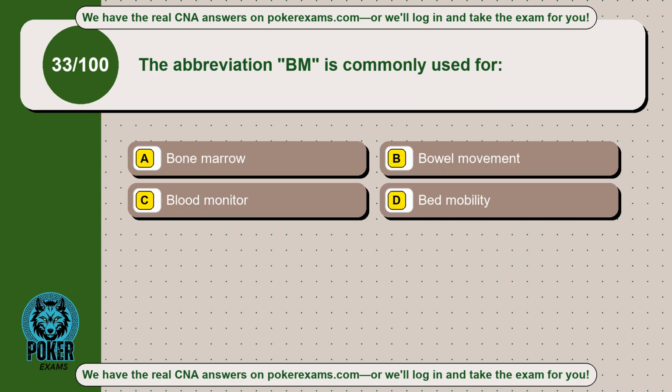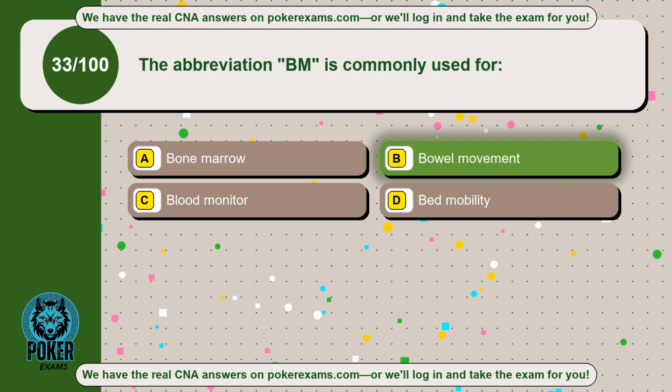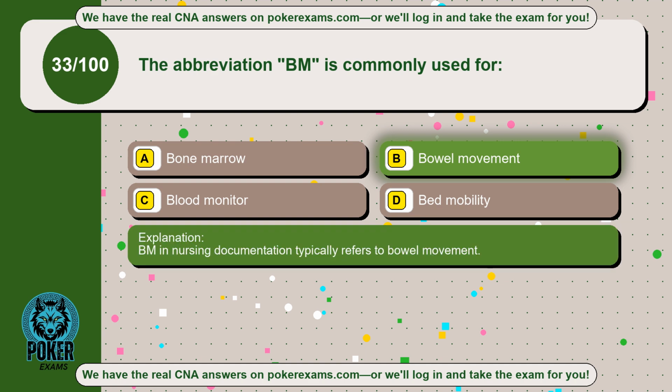Question 33. The abbreviation BM is commonly used for: Option A, bone marrow. Option B, bowel movement. Option C, blood monitor. Option D, bed mobility. The correct answer is option B, bowel movement. BM in nursing documentation typically refers to bowel movement.